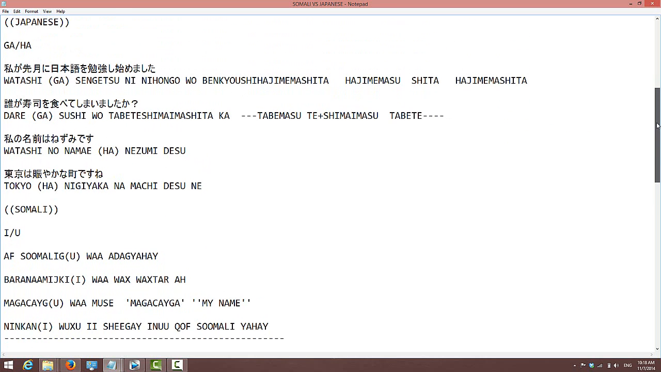Now this is interesting. I didn't realize this at the beginning. After six months of studying Somali, I started to realize this similarity with Japanese. In Somali, they have subject markers also. They have two. They can use e, the I, or the u. They're the same. The way the ga is used in Japanese, it is the same in Somali. You use e or u.